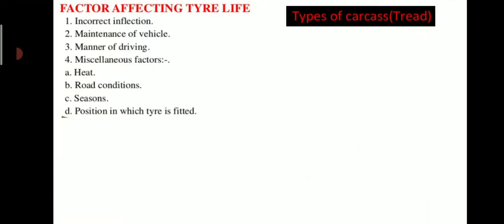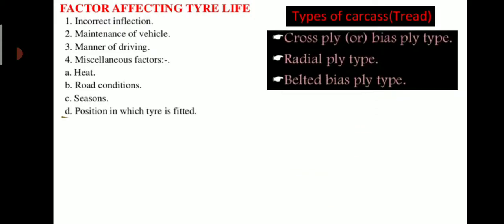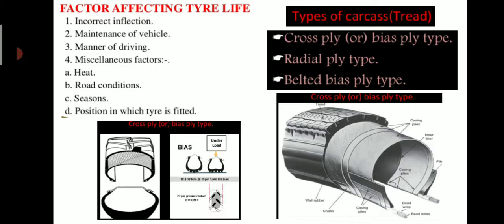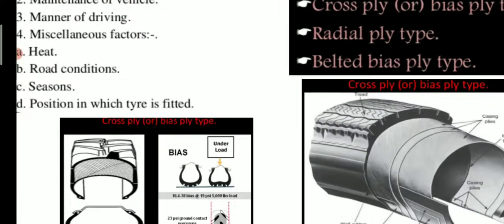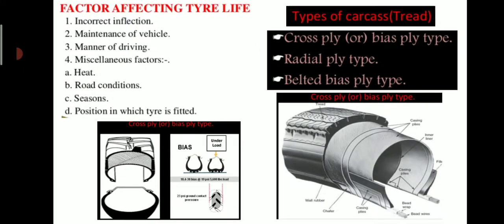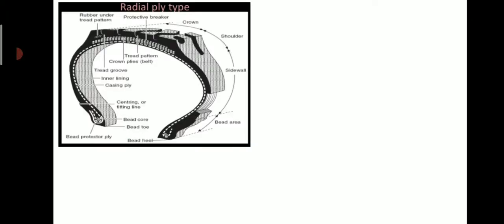So types of tire construction: the carcass. What are the types? You will see cross ply or bias ply type, radial ply type, and belted bias ply type. You will see here the figure of the cross ply, bias ply type. The second figure is for the radial type. Another figure for this, and after that, this is the radial ply type figure.